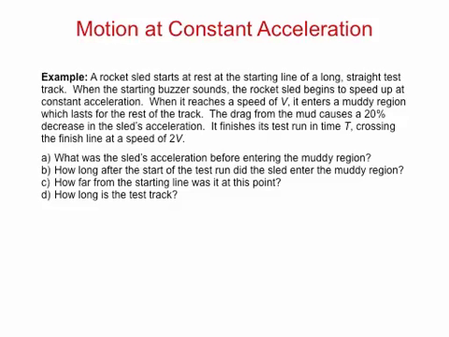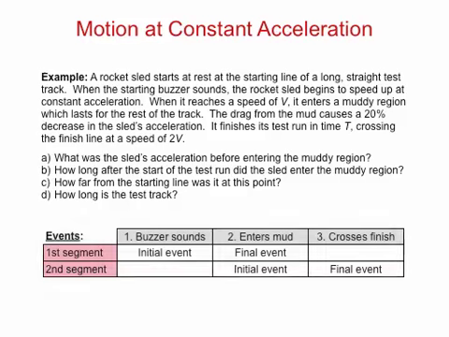Our first job is to parse the situation described in the problem into events. From the information provided in the problem and from the quantities we are asked to calculate, it's clear that there are three events. 1, the starting buzzer sounds. 2, the rocket sled enters the muddy region. And 3, the rocket sled crosses the finish line. That means there are two time intervals, or segments, of interest. Events 1 and 2 are the initial and final events, respectively, of the first segment, and events 2 and 3 are the initial and final events of the second segment.